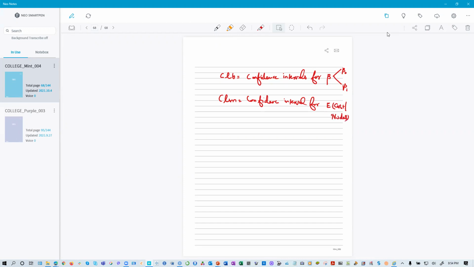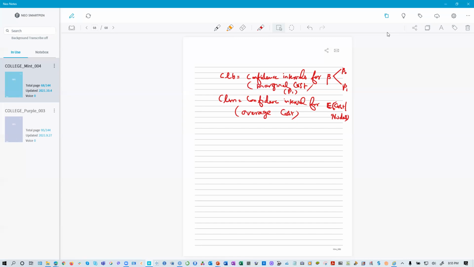Expected means average cost. This is the average cost, the average cost per given nodes. Simply you can say average cost. Give me the confidence interval for average cost. And this one, give me the confidence interval for what? Marginal cost. Marginal cost is nothing but beta 1. You know that. Confidence interval for marginal cost. Beta means beta 1.